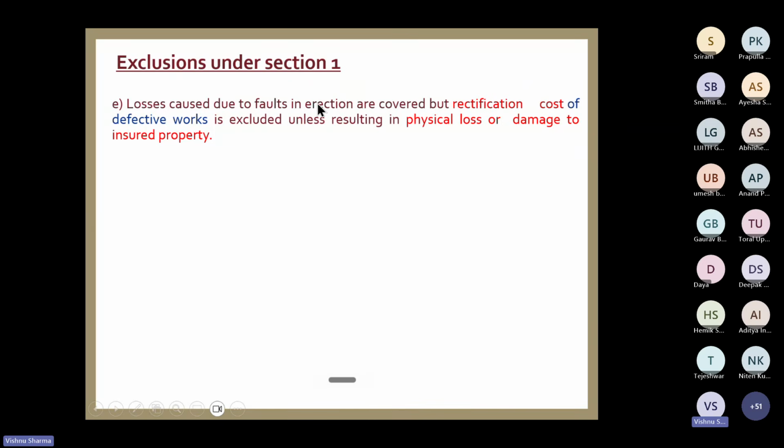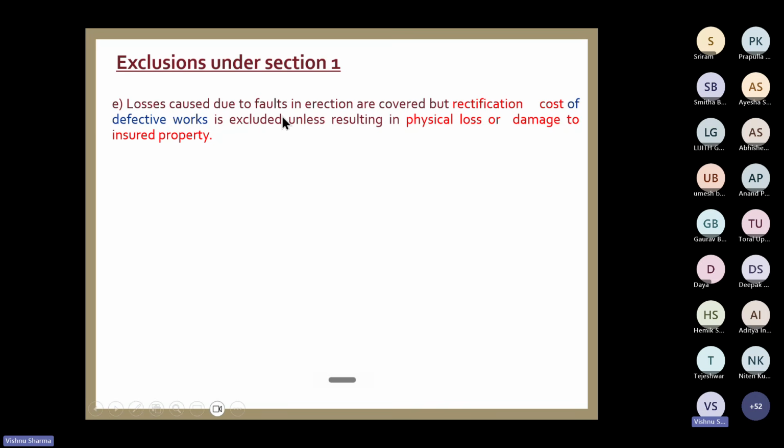During the erection, there is some fault. Some worker has made some fault. Okay. So that loss is covered. Try to understand, that is not an exclusion. What is excluded? Rectification cost is excluded. So if there is a fault in erection by a worker, he makes a mistake and there is a loss, it is covered, unless it is a willful negligence that we will discuss further.